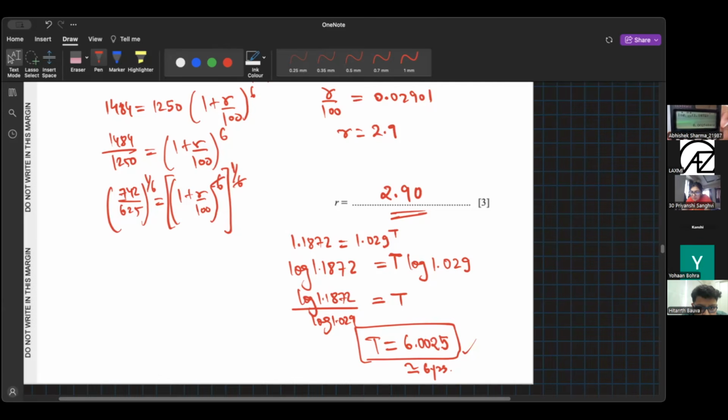Okay. So can we write this if we have used log on the paper? Yes, you can write. Just mention these steps and write the value of t, you will get the answer. Okay.